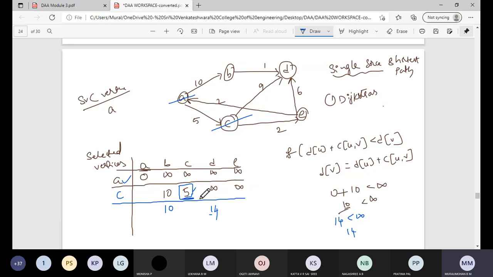Now what is the distance for E? Can we update this? Yes, sir. E is also a fringent vertex of C because there is an edge from C to E, right? So here the value of C is 5. So 5 plus 2, 7 is less than infinity. Yes, we can update that, right? So now we are having 10, 14, 7.